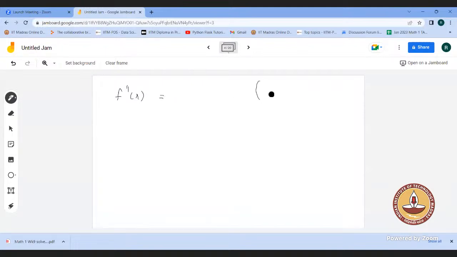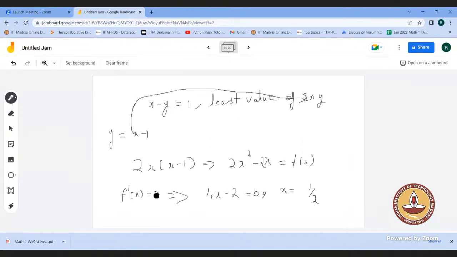F dash of x is 4x minus 2. What is f double dash of x? 4, right? Which is greater than 0. If it is greater than 0, what is this? Minima, right? So this would be the minima of this function.